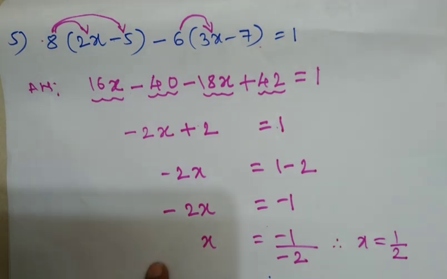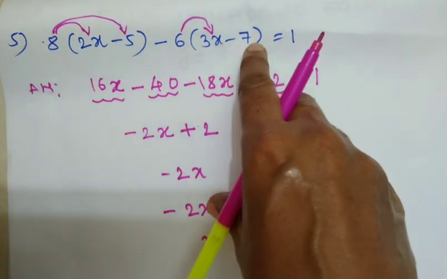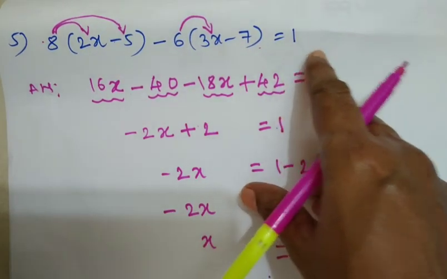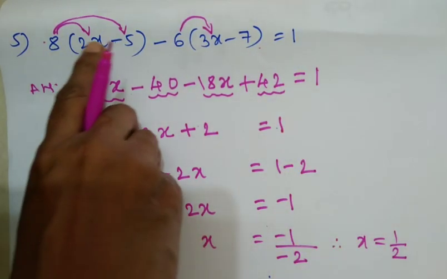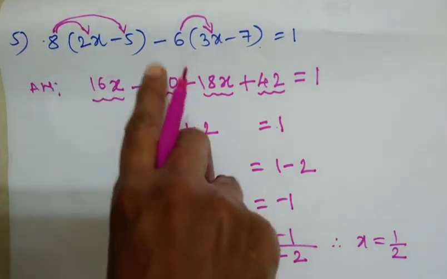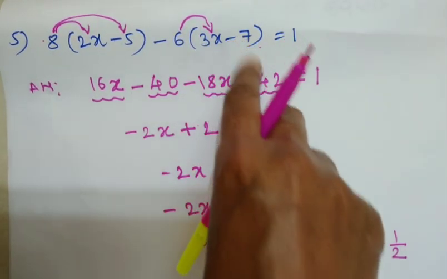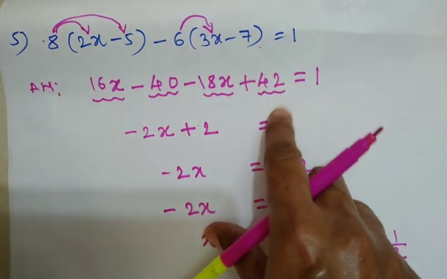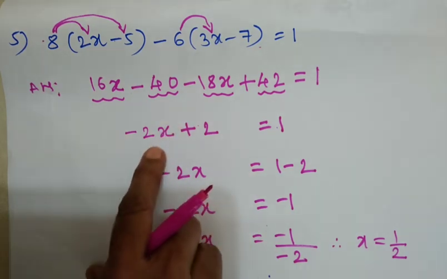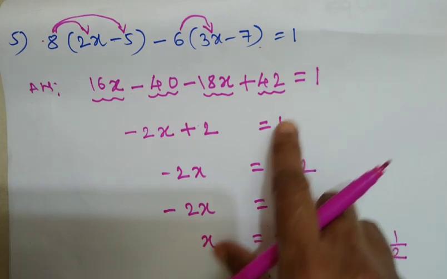Now you see, once again I will explain. Multiply both the terms by 8. And here multiply both the terms by minus 6. Now 1 is on the right side, so you have to write it as it is. Now 16x, plus into minus, minus 8 fives are 40. Now here minus 6 into plus 3x is minus 18x, minus into minus plus, 6 sevens are 42, is equal to 1. Now 16x minus 18x is minus 2x, minus 40 plus 42 is plus 2, is equal to 1.